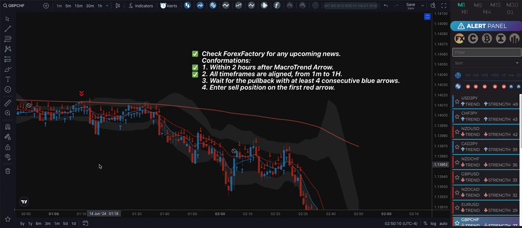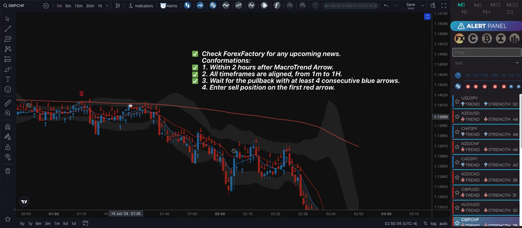All right. And then number 3 says wait for the pullback with at least 4 consecutive blue arrows. We need a pullback with at least 4 blue arrows. And in here we have multiple of them, so we definitely have at least 4 of them. So that is another confirmation. And then enter sell position on the first red arrow.